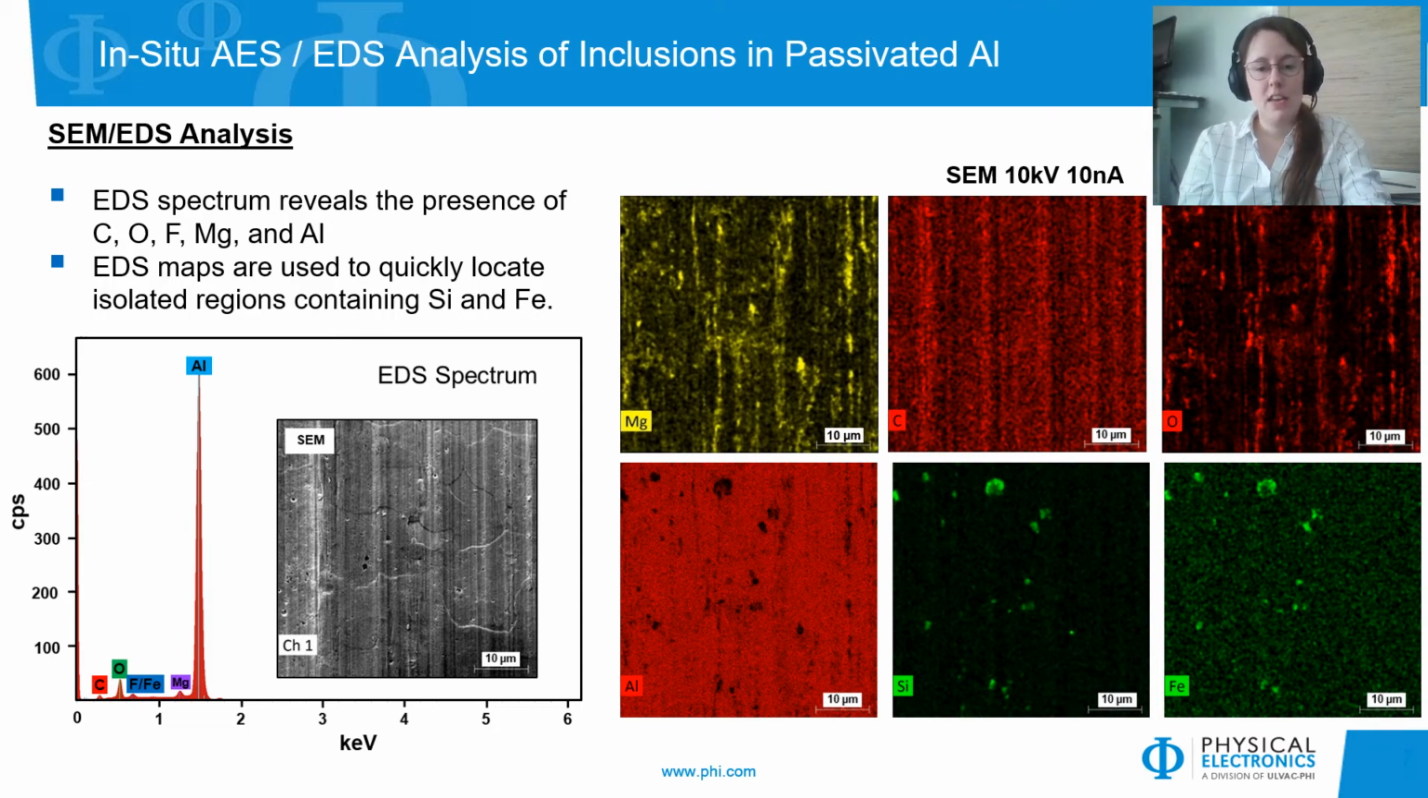And if we look at the EDS maps that are collected from this field of view, we see distributions of magnesium, carbon, and oxygen and aluminum that are consistent with the rolling pattern of our aluminum surface. However, we do see silicon and iron that are in these kind of isolated regions that don't match the rolling pattern of the aluminum and are of particular interest because these are elements that we would not expect to see in this aluminum sample.